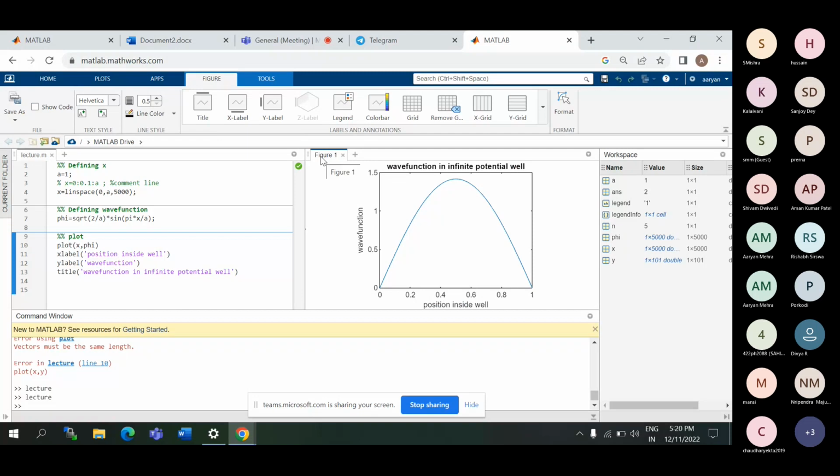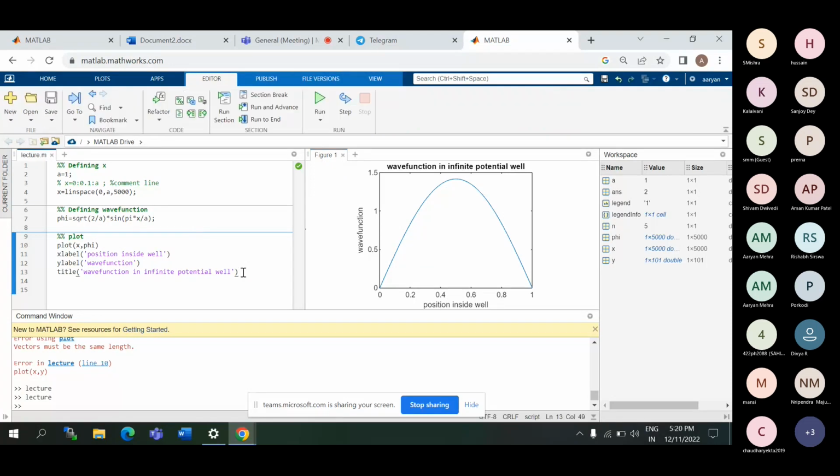Bhaiya, is it y label or should we write phi label? No, it's y label. The x label and y label are according to the x axis and y axis of the graph. Okay, sir. Yeah, that will always remain the same.